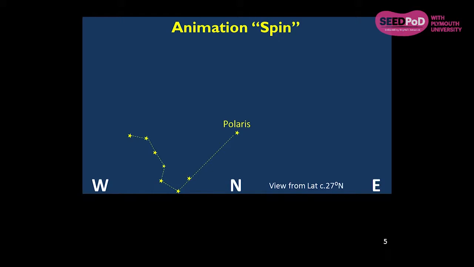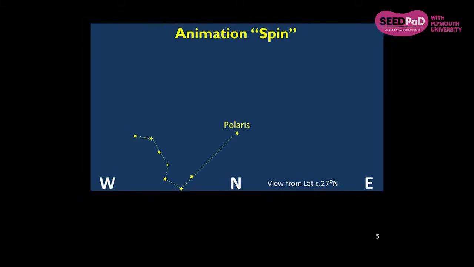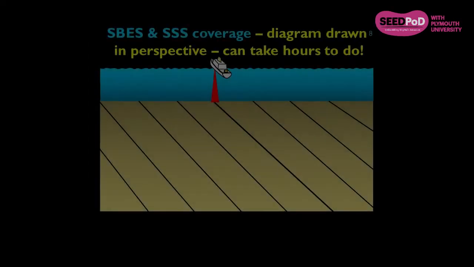Here I'm going to show what you can do with animations. This animation is called Spin, and it illustrates the rising and setting of the constellation called the Plough around Polaris. And by setting it on a nice slow setting of 5 seconds, I'll just rerun that, it illustrates very well what's going on with rising and setting of stars in a way that a static diagram wouldn't do.